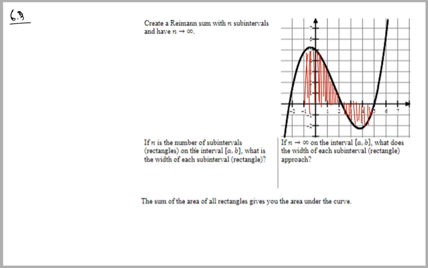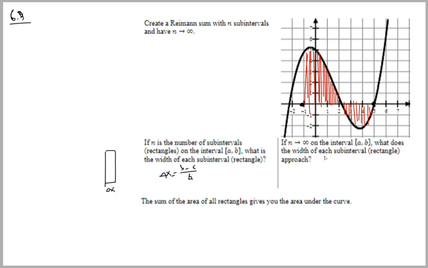So if n is the number of subintervals, rectangles on the interval a to b, what is the width of each subinterval rectangle? That would be b minus a over n. So the final minus initial over n, which is equal to the change in x. In a rectangle, this would be the base. That's the change in x.